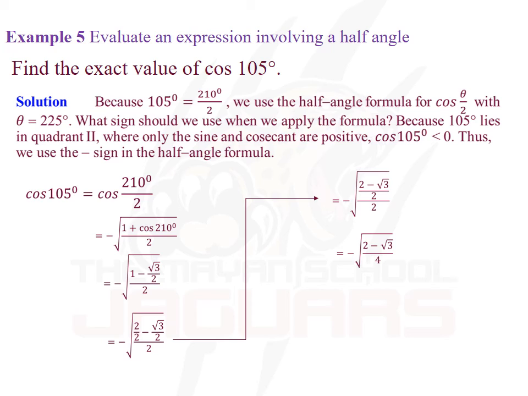That is 2 minus square root of 3, so it remains like that, over the square root of 4. The expression at the top is a complex expression, so we cannot do anything else, and we leave it like that. And we simplify the denominator: the square root of 4 is 2. So the answer to this expression is negative square root of (2 minus square root of 3) divided by 2. Therefore, the cosine of 105 equals negative square root of (2 minus square root of 3) divided by 2.